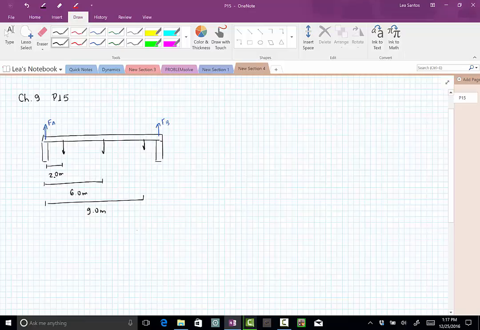And then there is the force Fb. The whole length of this beam at the end is 10 meters.